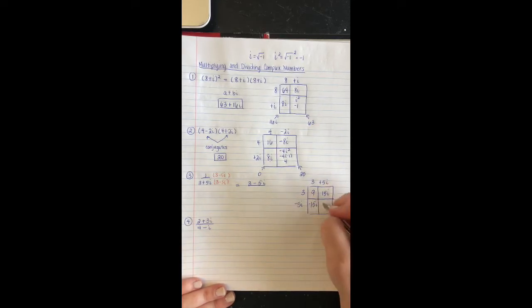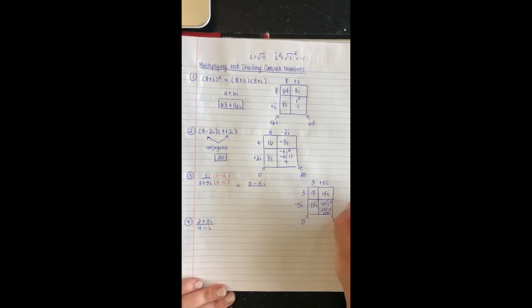Negative 5 times positive 5 is negative 25. i times i is i squared. Negative 25 times negative 1 is a regular 25. As I add along my diagonals, these add up to be nothing. 15i minus 15i is 0. 9 plus 25 is 34.